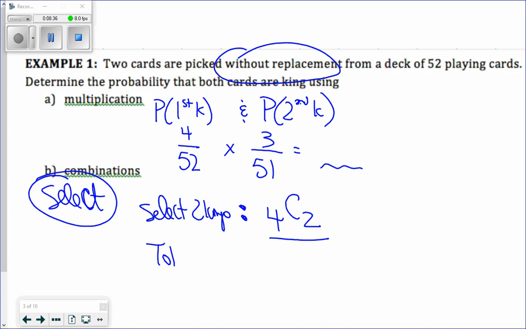Over total, select 2 cards. How many cards are there in the deck? And you want how many of them? 2. Believe it or not, that answer will be the same as the other answer. And if you're going, well, which way should I know? The one that makes sense in that wonderful little brain of yours. That is the way you should know. But honestly, it doesn't matter.